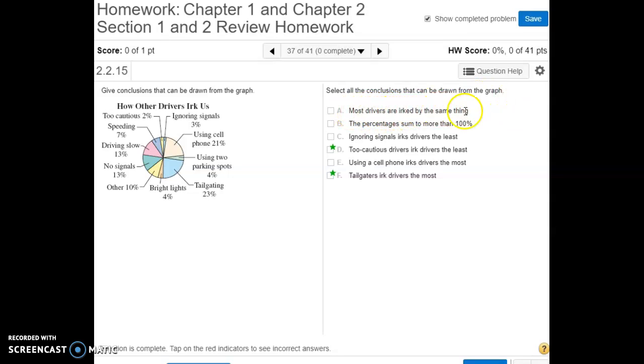Most drivers being irked by the same thing. For most, it would have to be over 50%. There's no pie slice on here that is over 50%, so that's not true. And in a pie chart, the percentages should always sum to 100% exactly, and you can check these values. They do sum up to 100%.